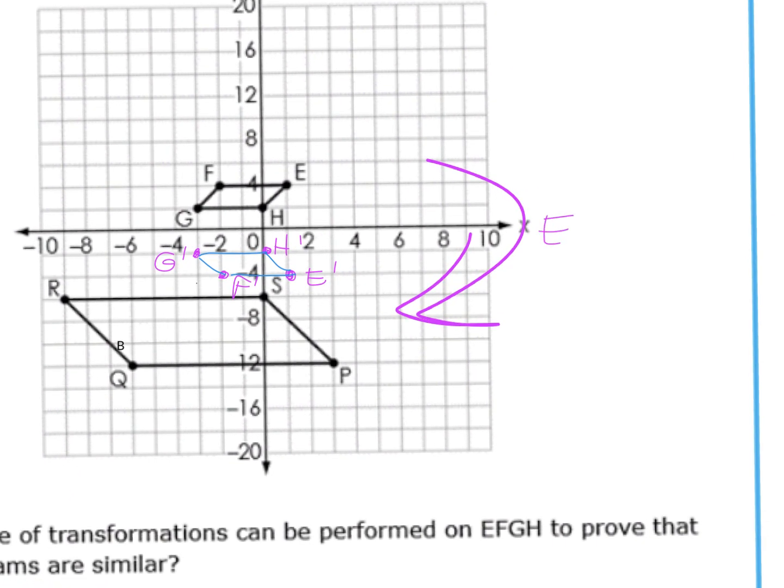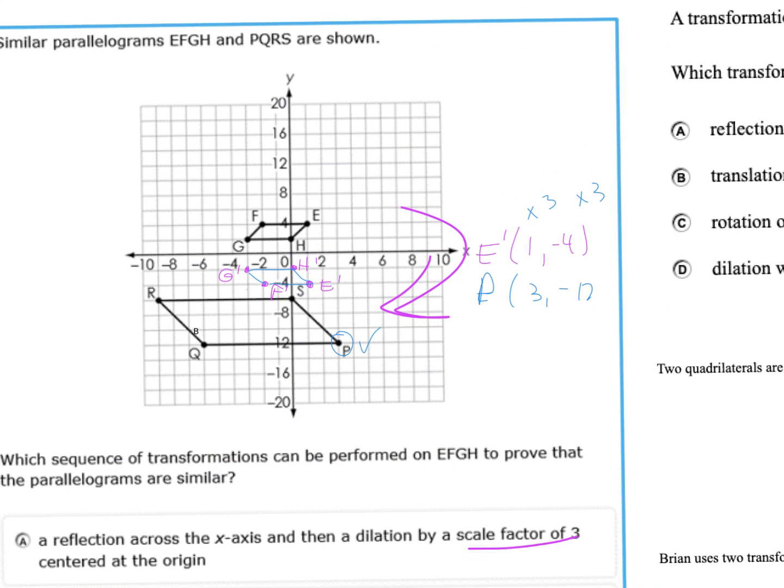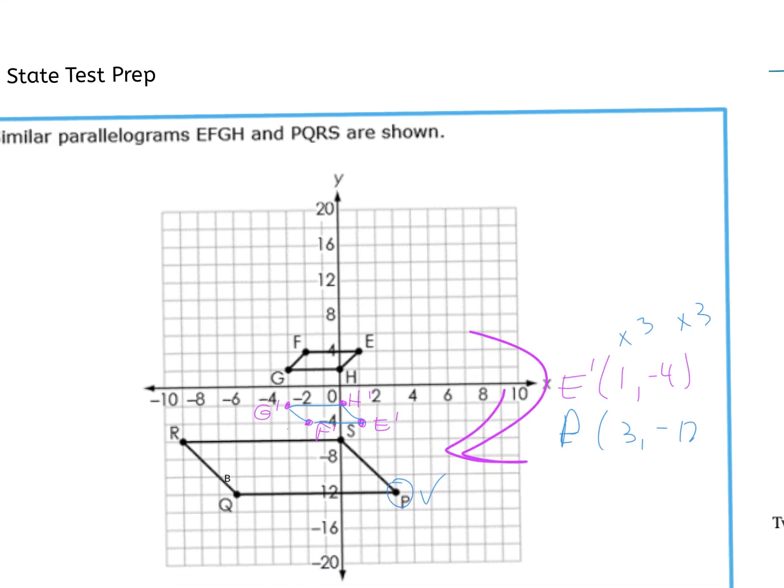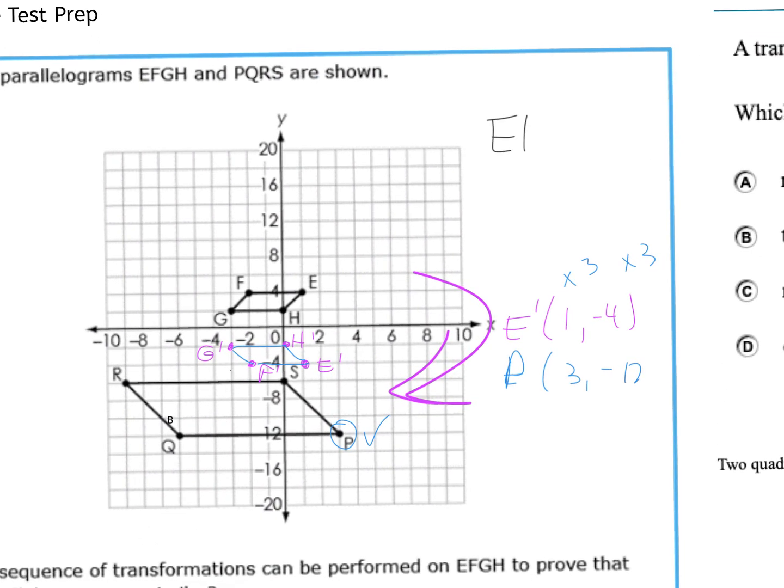So right now E prime is 1, negative 4, and if the scale factor is 3, I times everything by 3, E would then become P, so that would be 3, negative 12, and 3, negative 12 is where P is, which reminds me, when we looked at the beginning, E, F, G, H, it aligns with P, Q, R, S. Okay, so E turned into P.